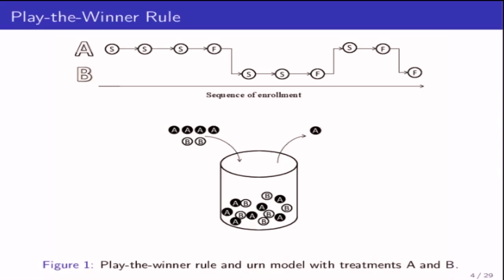So later on, people thought about it. Why don't you use a randomized play the winner rule? Instead of a definitive switch, you can view the randomized play the winner rule as the urn model. Basically you have an urn with ball A and ball B. If you observe a response, then you would add more ball A. Suppose the treatment is A, then you would add more balls marked with A. So the next time when you draw another ball, you would have a higher chance to draw ball A. So that's the randomized play the winner rule.